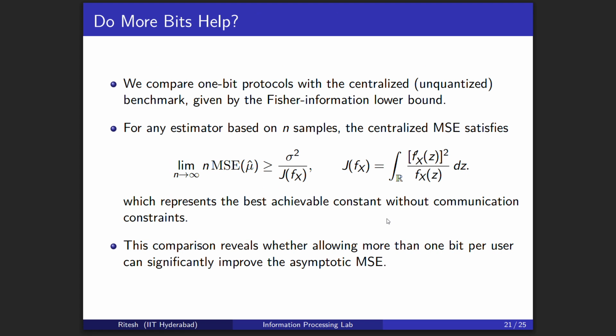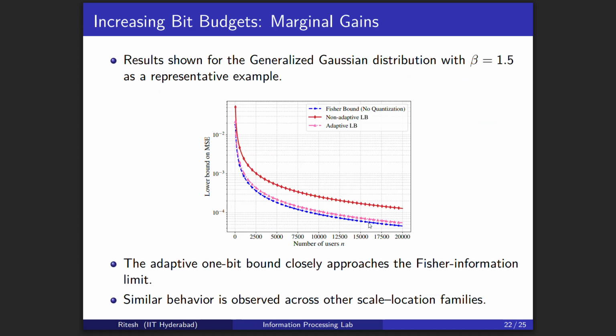So for any estimator based on n samples, the centralized MSE has to satisfy this quantity here. This is the quantity which represents the best achievable constant without any communication constraint. And this comparison reveals whether allowing more bits rather than one bit per sample can significantly improve our asymptotic MSE or not. So we have simulated, and we have seen if we increase the bit budget, the marginal gain we are getting, one can see here.